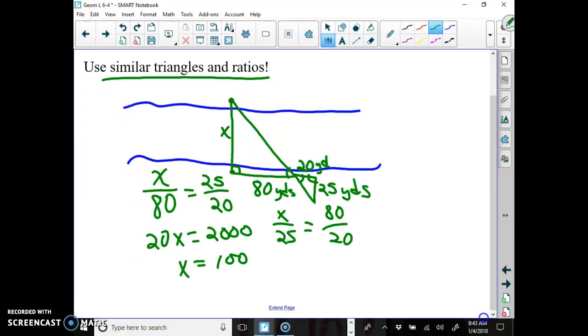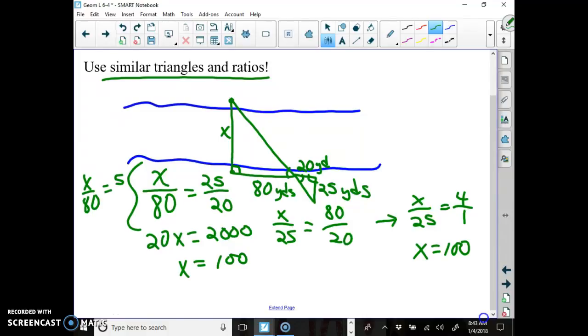Some of you would reduce either one of these. This could have been x over 25 equals 4 over 1. Then you'd get x equals 100 a lot easier. Same thing could happen in this one. We could have x over 80 equals 5 over 4. That makes it a lot easier too. So don't be afraid to reduce. Just make sure you reduce correctly.